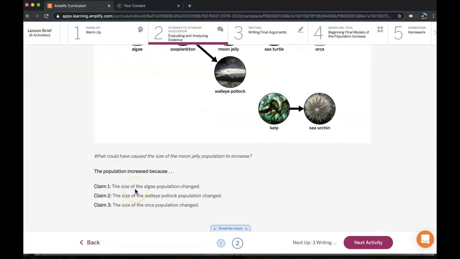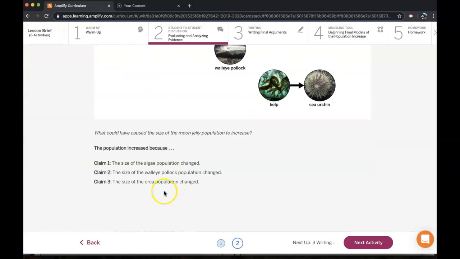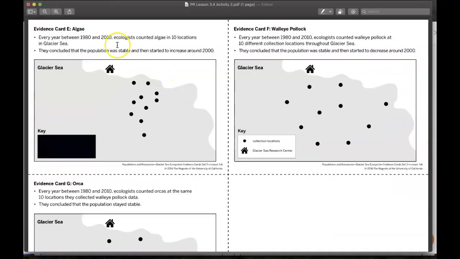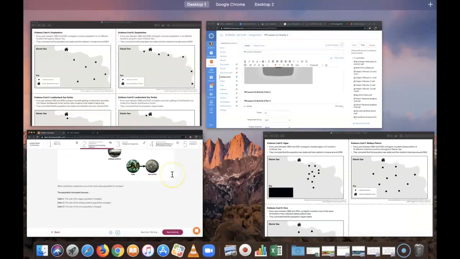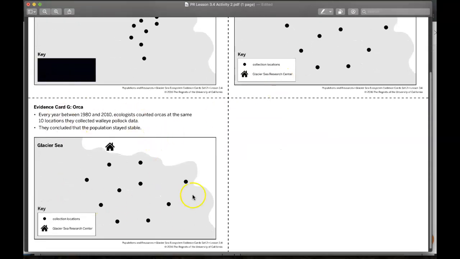so what you're going to be doing is going to your evidence cards and deciding if they support or refute claims 1, 2, or 3. This claim 1 says the size of the algae population changed. So go to your algae card here and write whether this data supports or goes against claim 1. So you'll write that on here. And then claim 2 is walleye pollock. So you'll go to evidence card F and write on here whether this data supports that the population of walleye pollock changed or refutes it, goes against it. And then you'll do the same for claim 3, which is the orca.